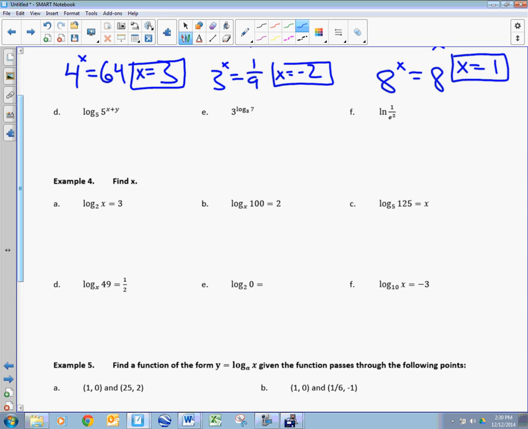Now we get to some tricky problems. Log base 5 of 5 to the x plus y. What did I teach you? The log base and the base will cancel. Log base 5 and base 5 cancel. They are inverse operations of each other. And you get x plus y.